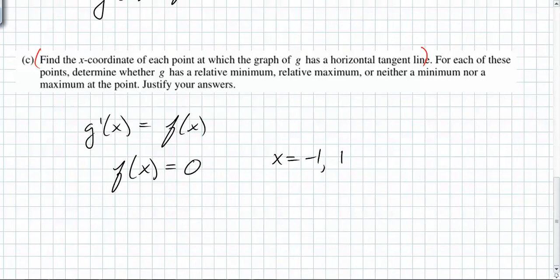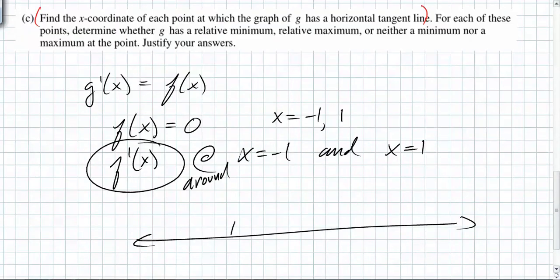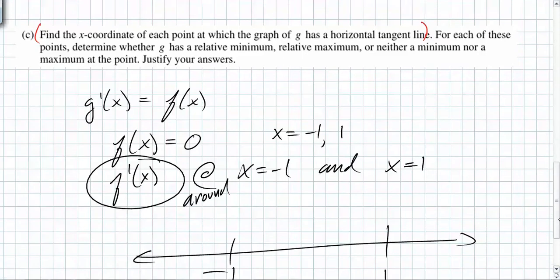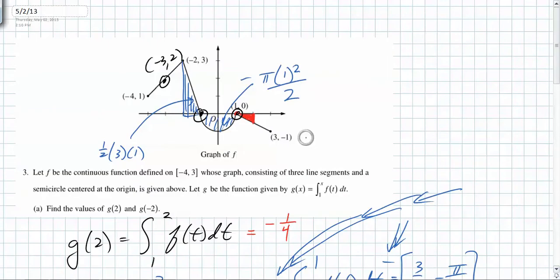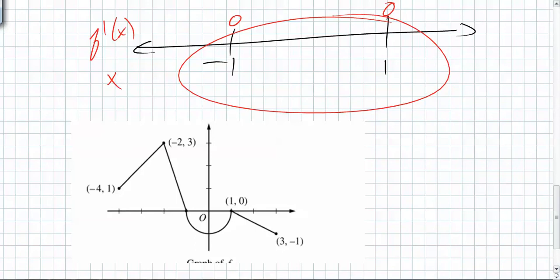If we do the first derivative test, we need to look at f prime of x at x equals -1 and x equals 1. Actually, around these values, right? So let's look at these. We have -1 and +1. Let me copy the picture in again. We know that the derivative is 0 at both of those cases. Okay, what about between -1 and 1?